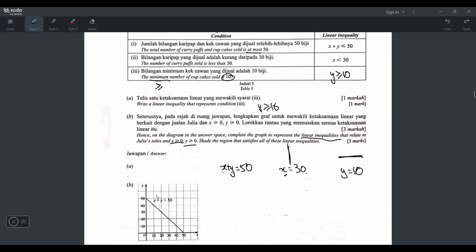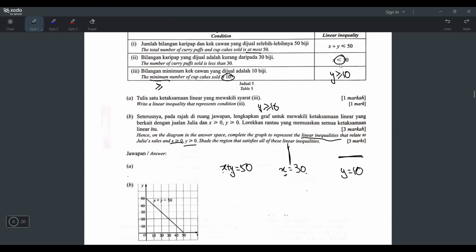Tapi before you draw, you have to always double check whether you have to use solid line or dash line. Okay. Dash line means garisan yang putus-putus. Okay. So x equals 30. So macam mana nak tahu solid line or dash line? You have to look at the inequality symbol.